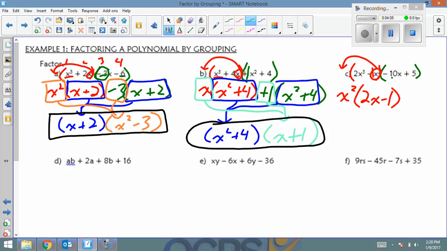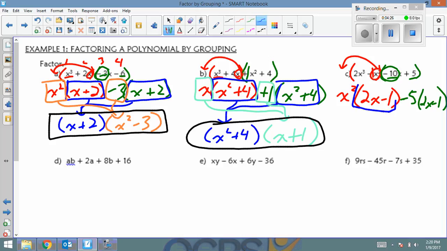On this one, we always take out a number. What's a number that goes into 5 and 10? And it's 5, but because this 10 is negative, we put it as negative 5. Okay, negative 10 divided by negative 5 is positive 2, and we still have that x. And then 5 divided by negative 5 is negative 1.